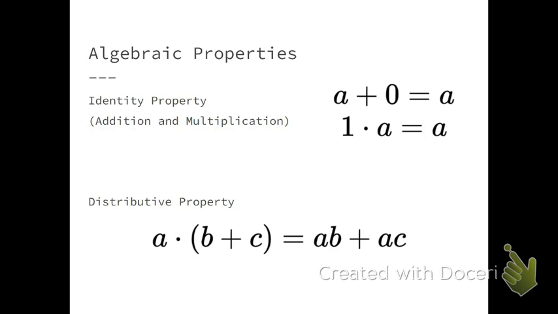Next we have our identity properties. Again, they have one for addition and one for multiplication. And we use these a lot of the time when we're simplifying. So when you add 0 to something, you get the same thing back. 3 plus 0 is 3, 5 plus 0 is 5. And when you multiply something by 1, you get the same thing back. 1 times 5 is 5, 1 times 3 is 3.